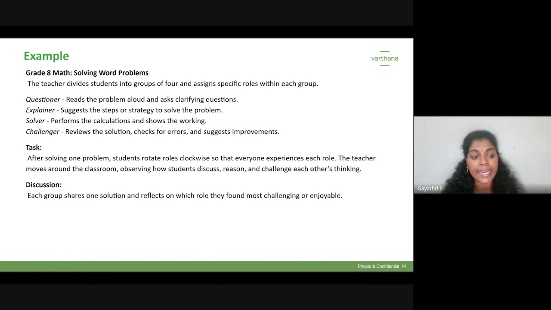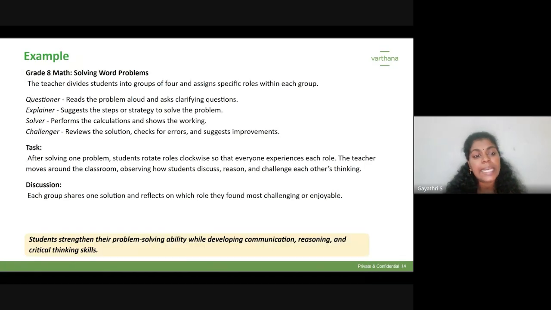So here again, after doing the entire activity, you can ask the groups to share which role they found really interesting or which was more challenging, so that you can have a proper support system to enhance their productivity. The entire outcome of this activity is that it's definitely going to strengthen their problem solving ability, but also help them develop communication, reasoning and critical thinking skills.